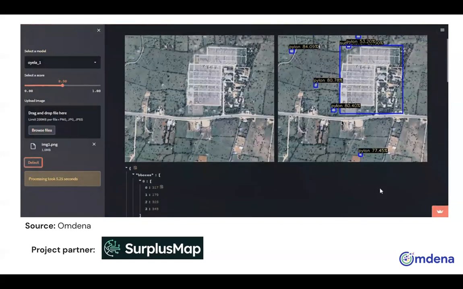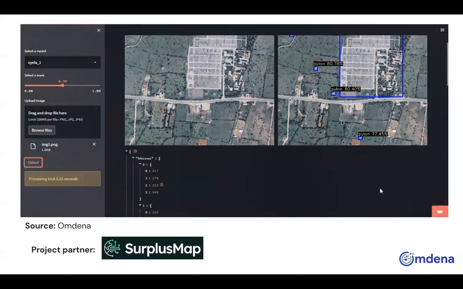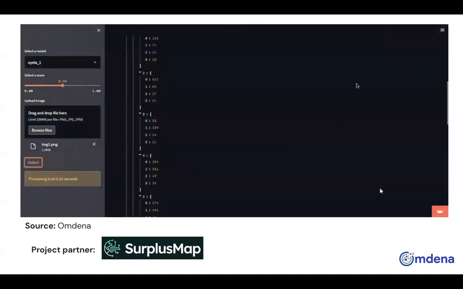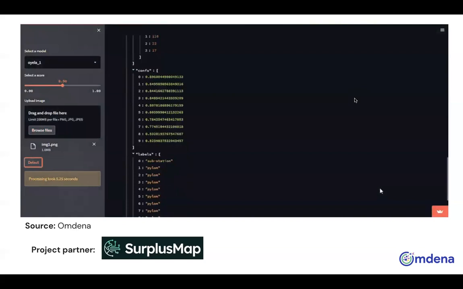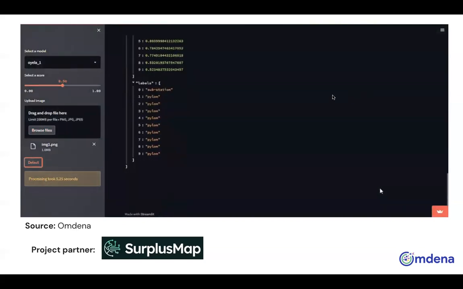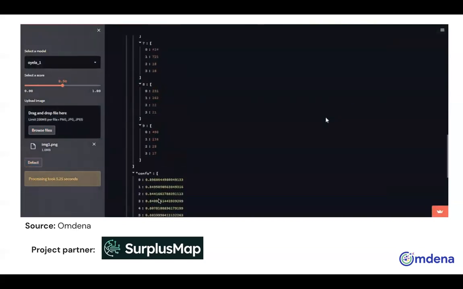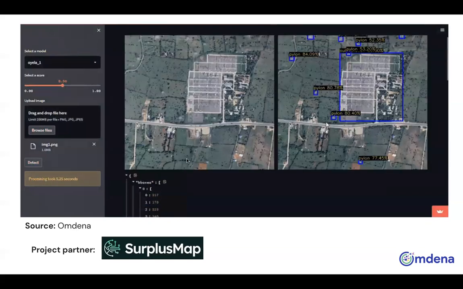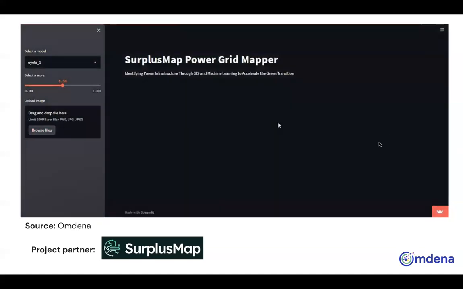For better readability and making it easier for the user, it also gives the data for the blue boxes, which is the boundary of the infrastructure, in the form of JSON. So it gives you the names, the coordinates, and the accuracies. This was the product that was built by the team.